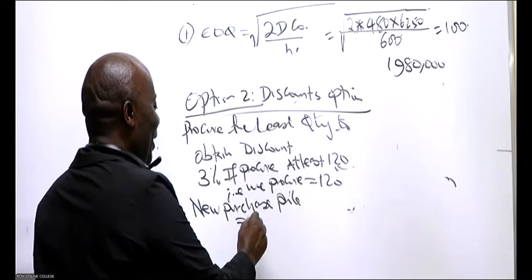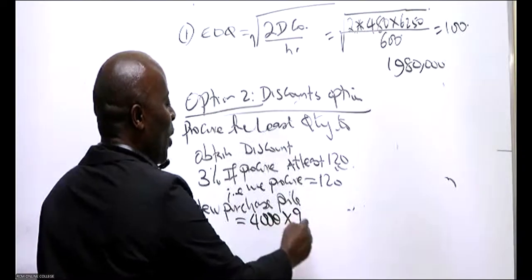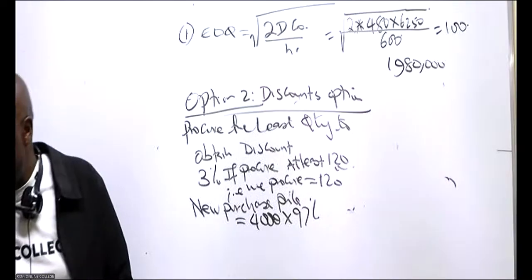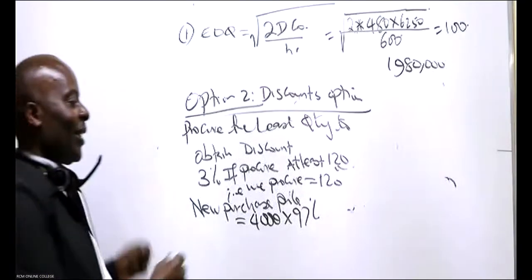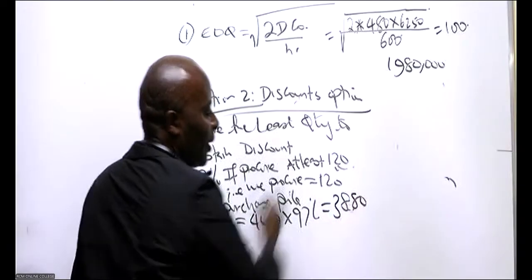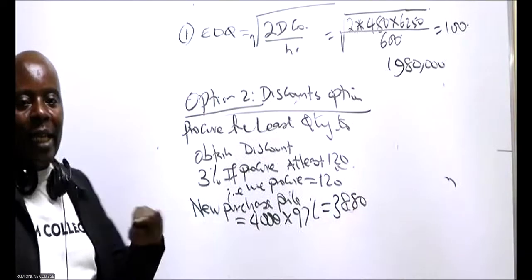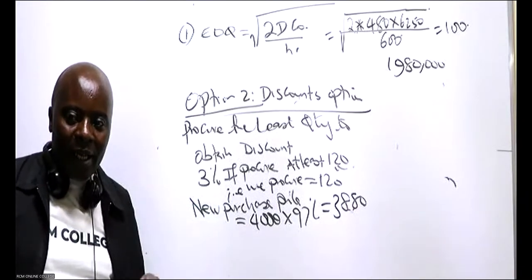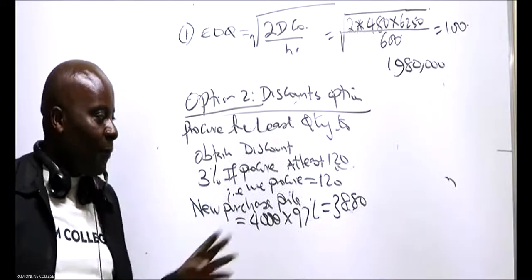New purchase price, so it will be 4,000 but now less the discount. Yeah. Which gives us 3880. So now this is 3880, because 3% is taken off 100. 3% is a discount, yeah? So 100 minus 3% gives us 97.